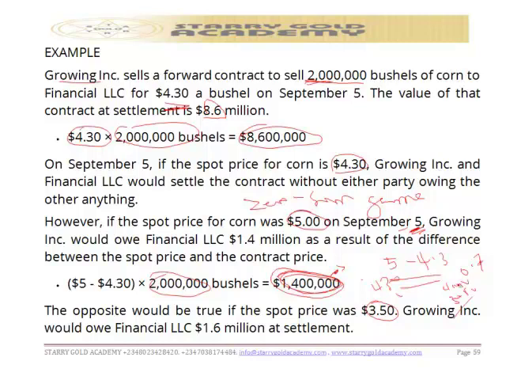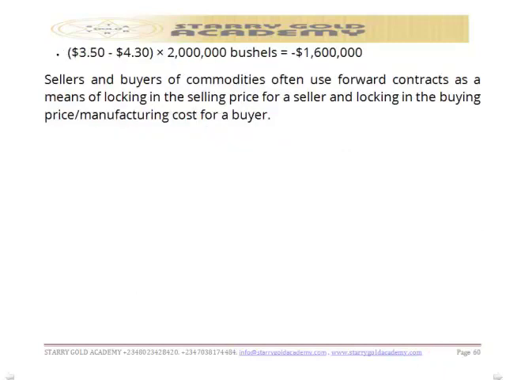So if 0.8 is the gain, it means that Growing is making a gain of 0.8 multiplied by the number of bushels, which is 2 million. So the gain is now $1.6 million. It will deliver the asset that is worth $3.50 to LLC, and LLC has no choice. He has to pay the amount they have agreed on, which is $4.30, and the loss to him is $1,600,000. So that is how it is.